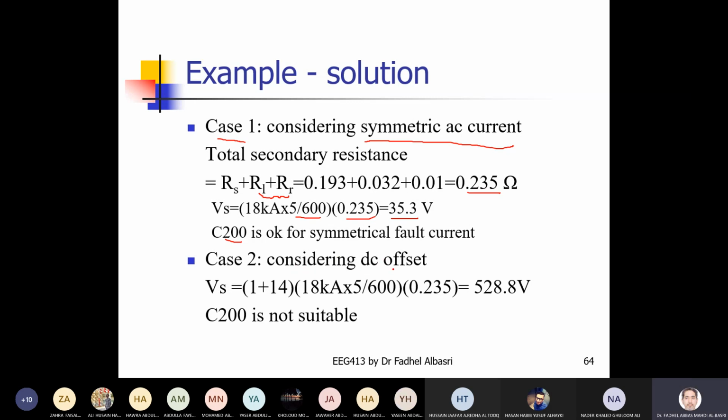Now, let's consider the effects of DC. It's the same as this, except I multiply the 35 volts we calculated by 1 plus the X to R ratio. Because this will be 15 times this, I get 528 volts, which makes this C200 not suitable if I want to consider the effects of DC current. From the steady state point of view this was suitable, but from a transient point of view it is not. To make it suitable from the transient point of view due to DC, I have to choose a CT of class C800.